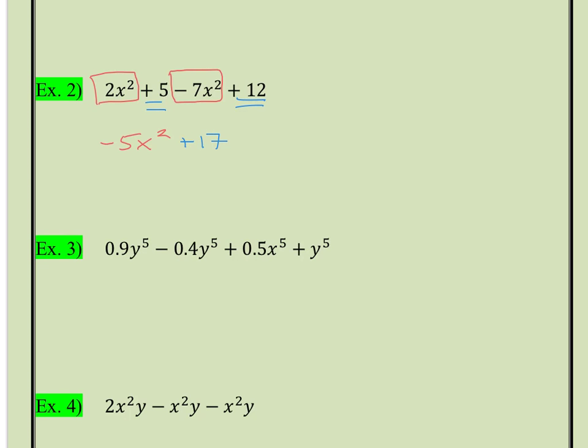It does not matter which order you write your terms in, unless you're told that you have to put it into standard form. So you could have had 17 minus 5x squared. So long as the sign stays with the term, you can write it in whatever order. So you could have written 17 minus 5x squared.